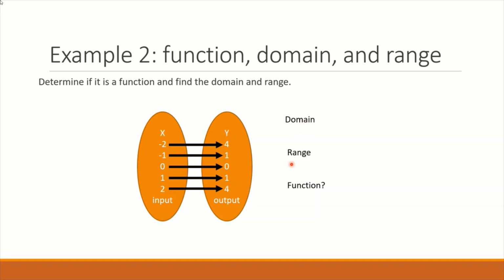So what's the domain? The domain are all your x values. Here it would be -2, -1, 0, 1, 2. Your range is the second component, or your output. So here it would be 4, 1, 0, and it looks like it repeats, but that's okay. You only have to list it once.